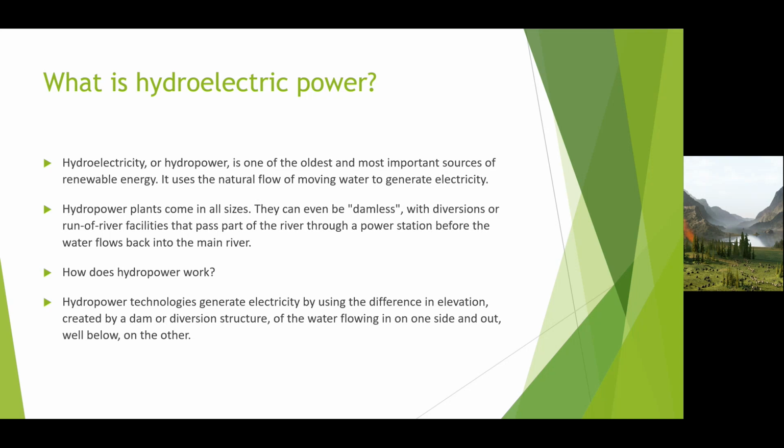Hydropower plants come in all sizes. They can even be damless, with diversions or run-of-river facilities that pass parts of the river through a power station before the water flows back into the main river. How does hydropower work? Hydropower technologies generate electricity by using the difference in elevation created by a dam or diversion structure of the water flowing in on one side and out well below on the other.